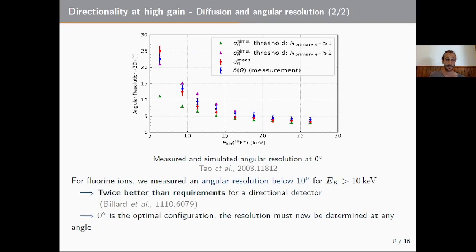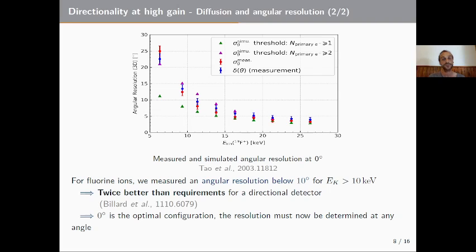For instance, this is the angular resolution we measured for several kinetic energies of fluorine between 6 keV and 26 keV. The measurements are in red. In purple you see the simulation. And this result has been published last year. So what you can see is that for kinetic energy above 10 keV, we measure an angular resolution that is better than 10 degrees, which is twice better than the requirements for a directional detector. And we are very glad of this result.